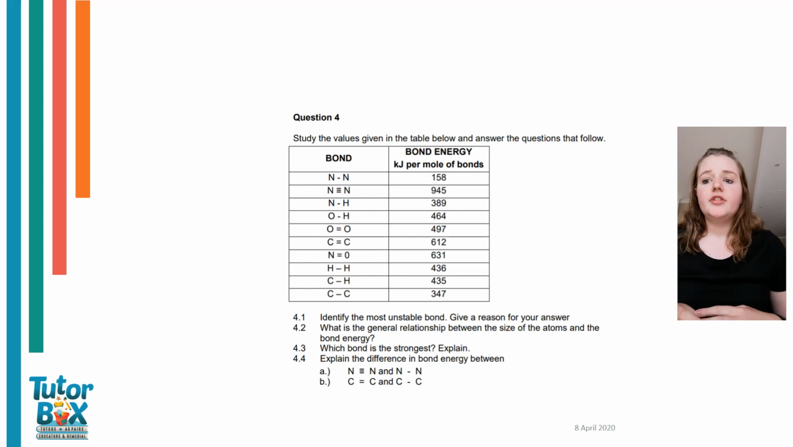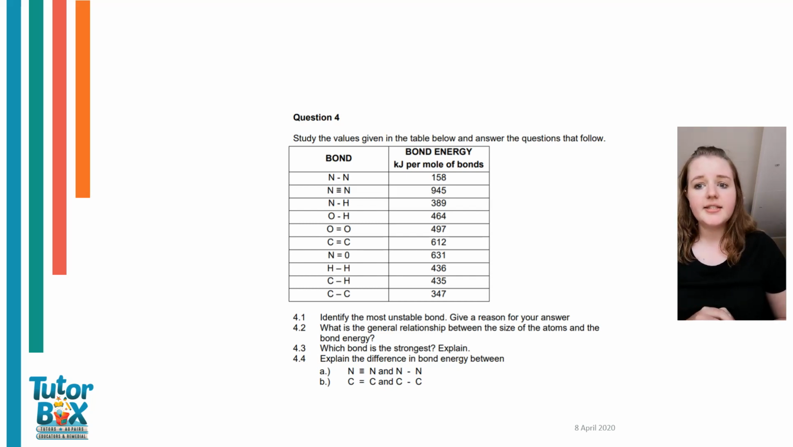Explain the difference in bond energy. You generally won't get two similar questions like that. But basically, the difference between the triple and the single is 945 minus 158, which is quite a substantial difference. That's just because the bond is a lot more difficult to break as a triple bond. And then your double to your single is just less than double.